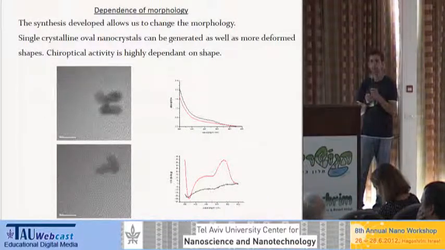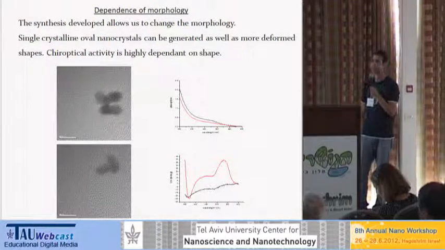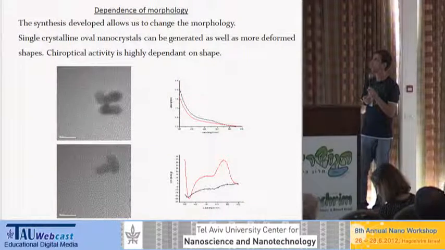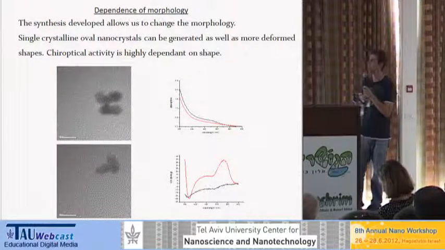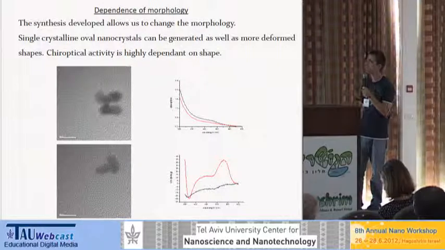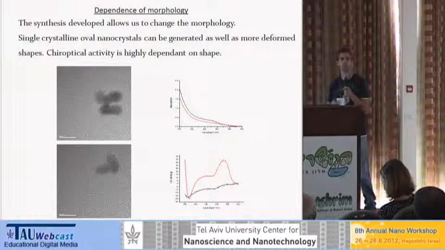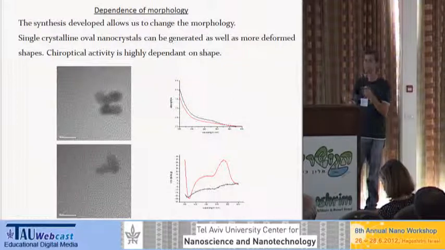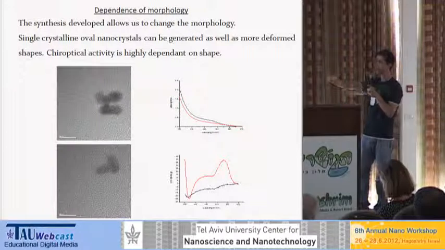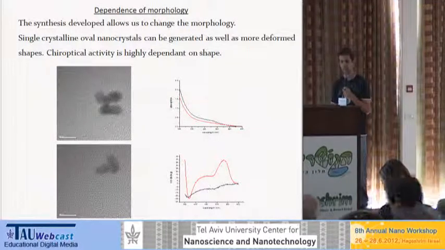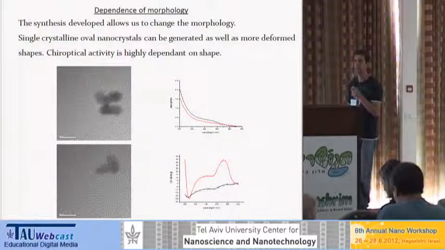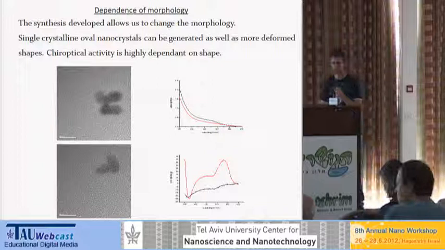There's also a very interesting dependence on morphology. So we can get nanocrystals which are much more deformed in shape. And while the absorption spectrum does not change very strongly, it slightly changes, this is because we're also not working in the regime of very strong confinement. So the absorption spectrum does not change very much, while the CD spectrum at the bottom changes dramatically. We still don't really understand this completely, but you can see that CD spectroscopy is very sensitive to the morphology and crystallinity of chiral nanocrystals.